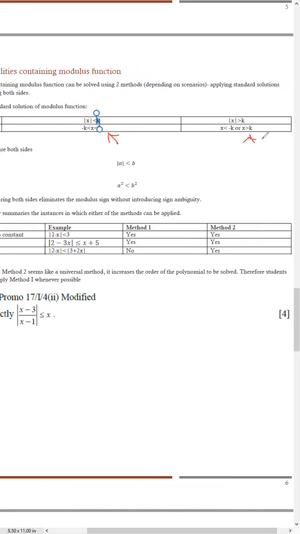It doesn't have to be definitely x. It can also be written as something like f(x), modulus, less than 2. If you apply the standard solution, it will be f(x) between -2 and 2. Same thing if this is g(x), modulus, more than 1. The final solution will be g(x) less than -1 or g(x) more than 1.